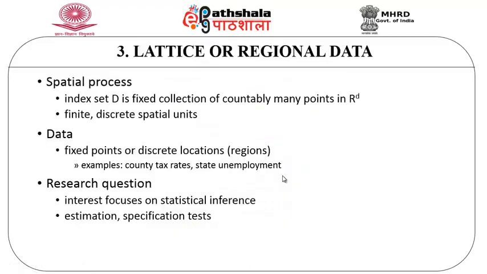The next type is the lattice or regional data. Here the spatial process is about the index set D, which is a fixed collection of countably many points in the space R to the power D. This is a finite discrete spatial unit. The data here is going to be either fixed points or discrete locations or regions. Examples for this kind of regional data are country tax rates, state unemployment, etc.